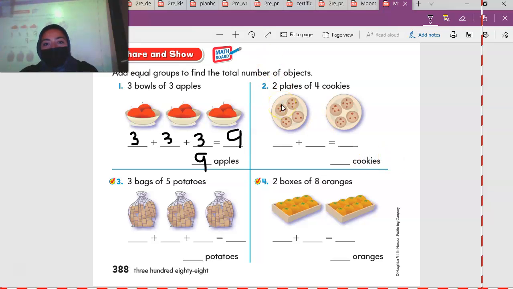Class? We have 2 plates here, right? And that's why there's 2 empty lines. How many cookies are in each plate? 4. So 4 plus 4 is 8. And that's our doubles facts.